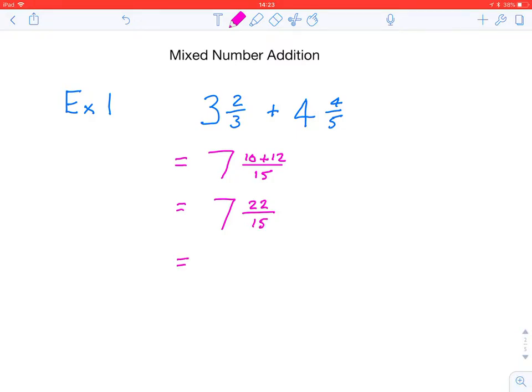Now we've got an improper fraction as part of this number, so what we can do is take out 15/15 to make another whole number. So that will give us 8 whole numbers, and if we use up 15/15, there'll be 7/15 left, to give us a final answer of 8 and 7/15.